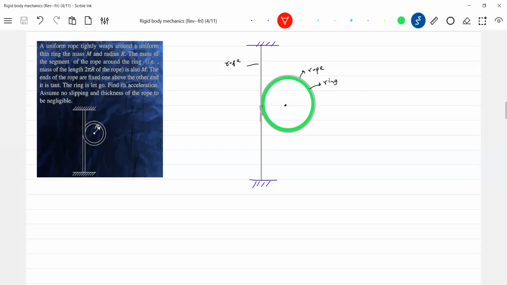Now you get into the discussion. T1, T2, here mg, and I can say T1 greater than T2. Will anything happen to the motion? That T1 minus T2, let it be the resultant tension. And what should be the acceleration of point P? So this is the center of mass.